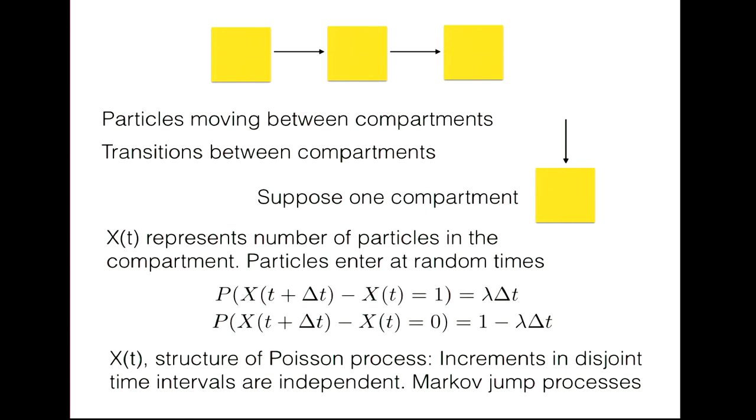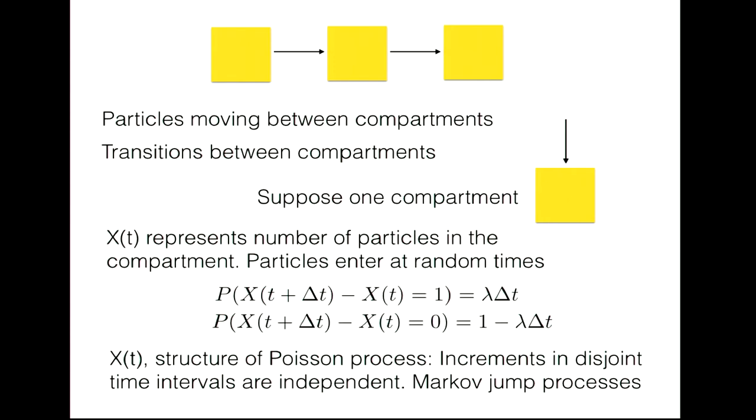The larger delta t, the more the probability that an event will happen. So similarly, the probability that nothing happens, that there are no particles that enter the box in a little time interval delta t, is 1 minus lambda delta t, because these probabilities must add up to 1. Either a particle enters or no particle enters. So this particular way of specifying how x of t changes in time is called a Poisson process.